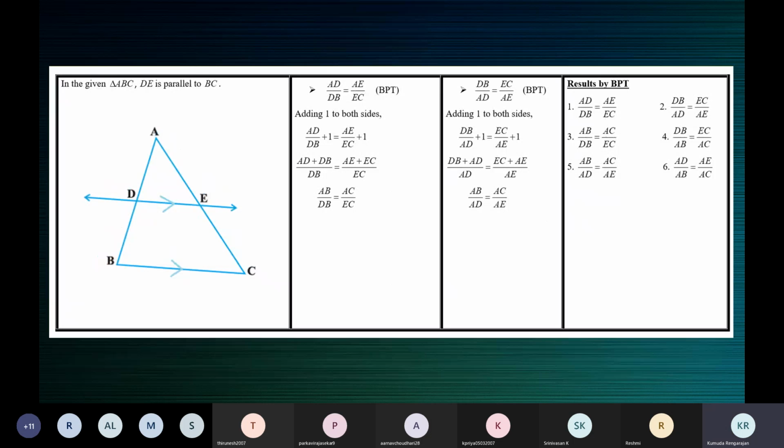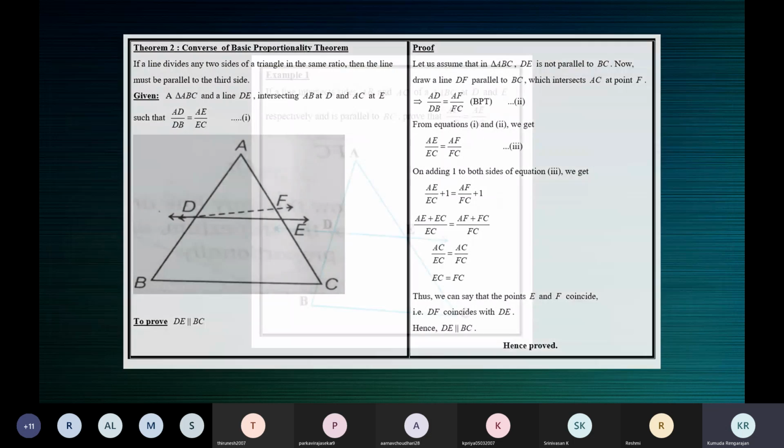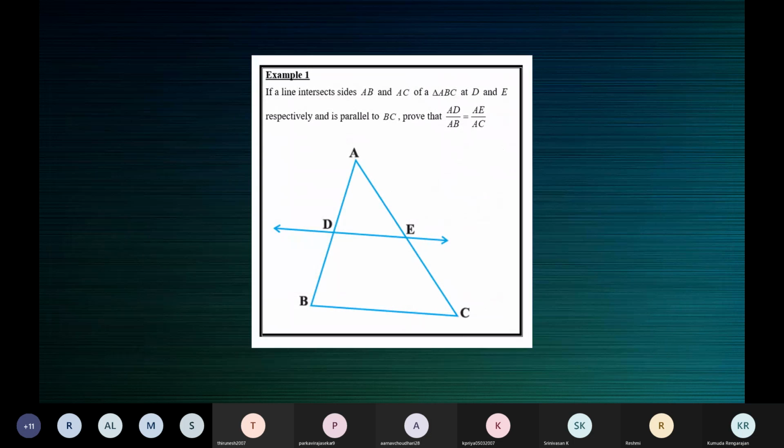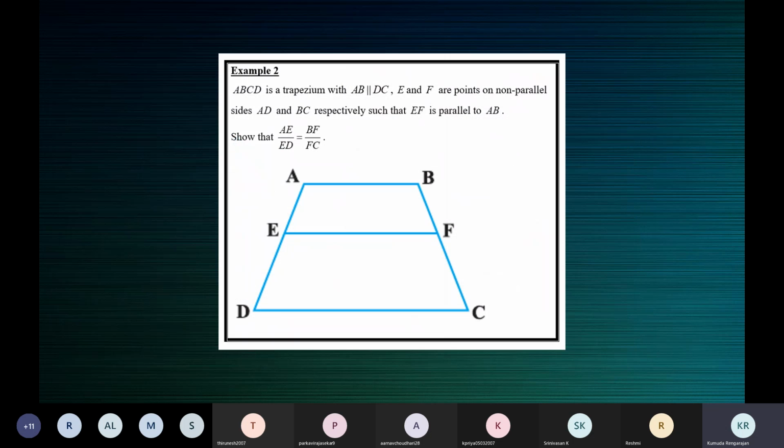These results we saw yesterday. We'll do this proof. We finished this yesterday. I would like to revise this. Yes, please see what is given and tell me how to prove AE by ED is equal to BF by FC.